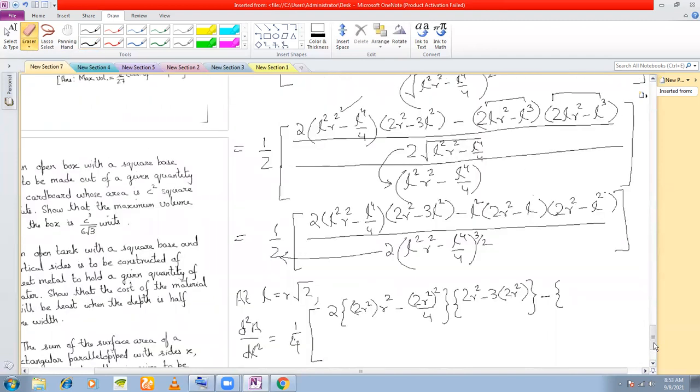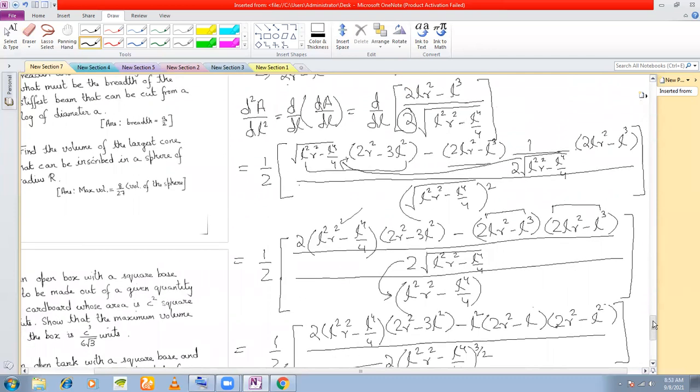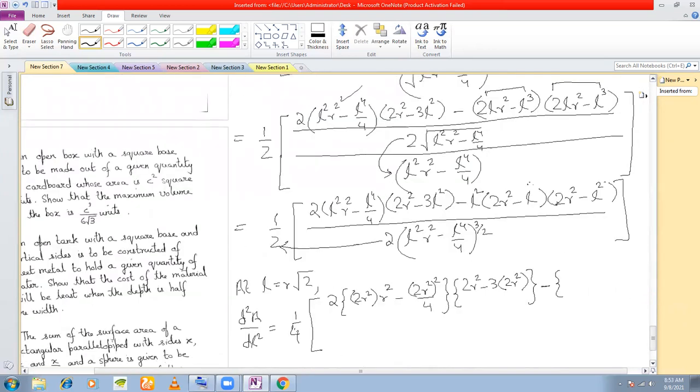No, there's an L cube there, actually. That's why L square. This should also be L square, I think. 2L R square minus L cube. Both are L cube, okay. That will be L square, and both will be L square. 2LR square, LR square, yes. Both will be L square.